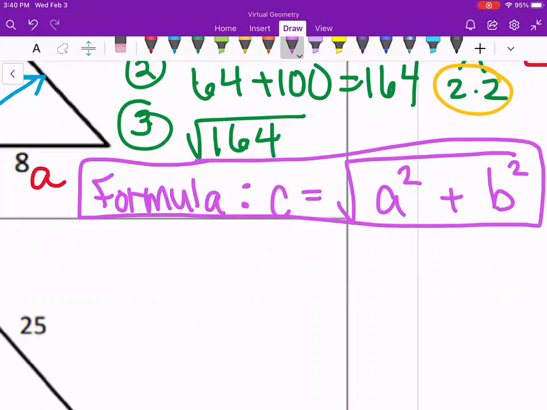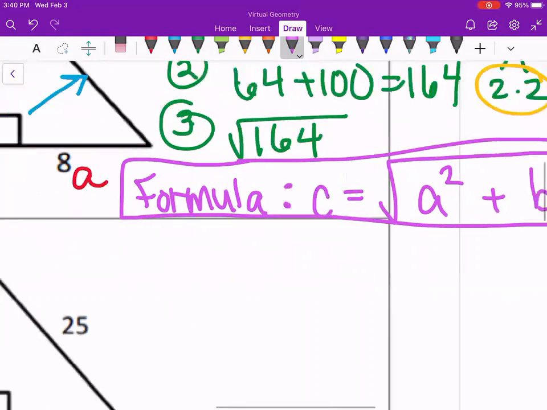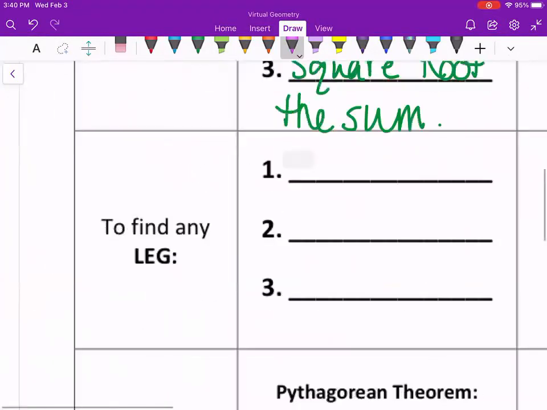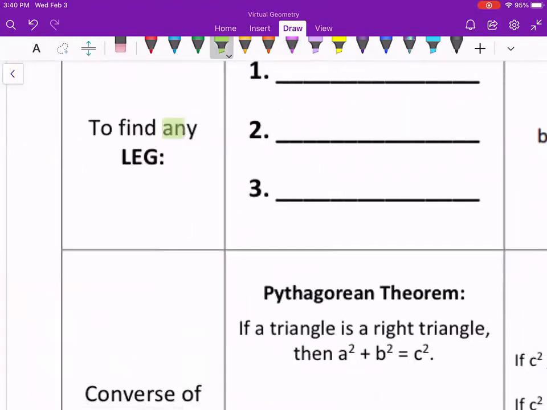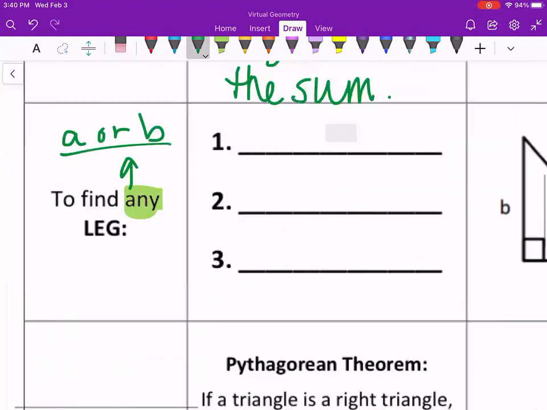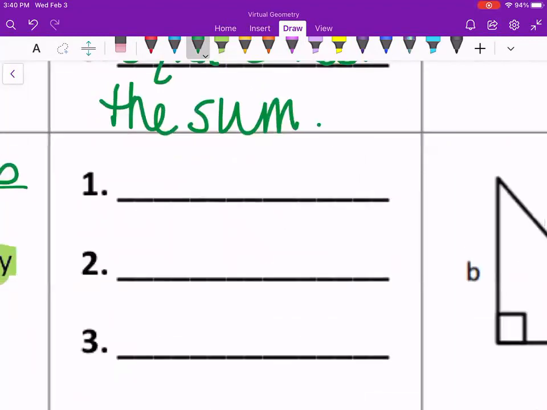Now let's see if we can generate a formula to help us find out one of the legs. And again, the clue here is to find any leg, which again means A or B. The pattern is still the same. So we are still going to square them. Oops, sorry.